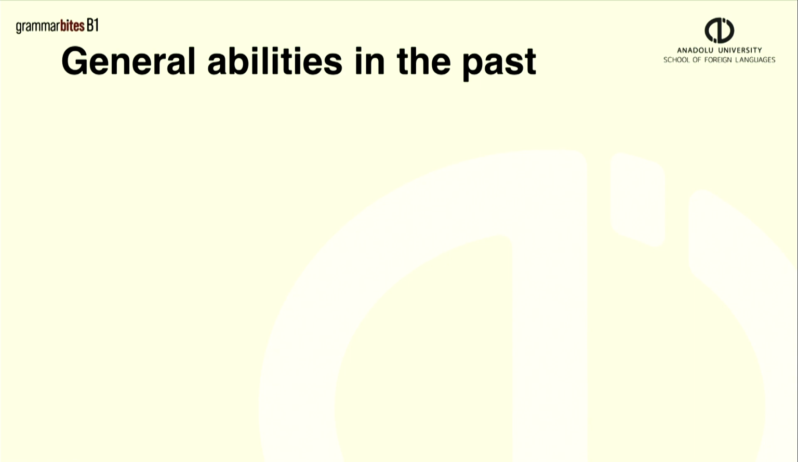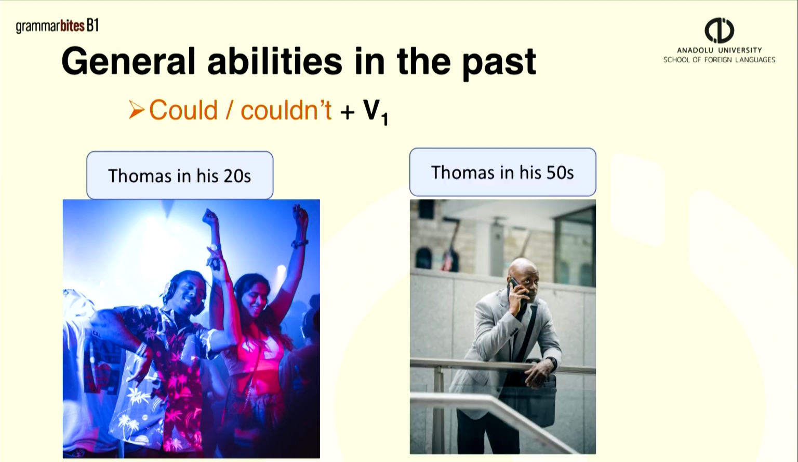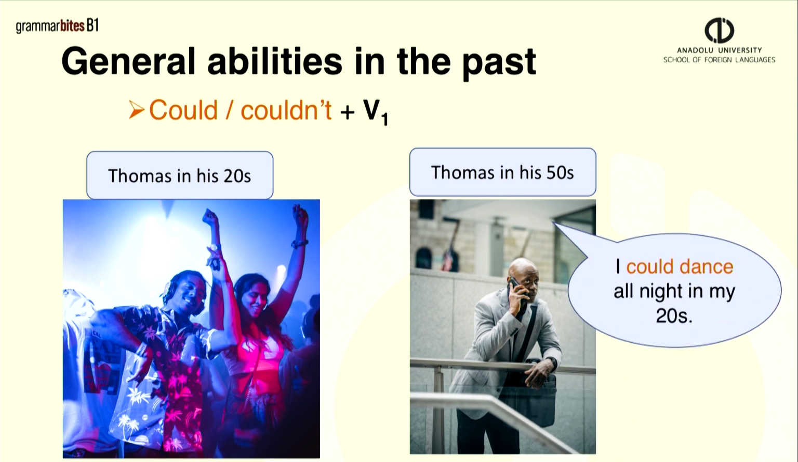When we talk about general abilities in the past, we use could or couldn't. It's the past form of can. We use verb 1 after could or couldn't. Let's see the example of Thomas. As you see in the first picture, he is in his 20s. And now he's 50. He remembers when he was in his 20s and he says, I could dance all night in my 20s. We understand that he cannot do it now.